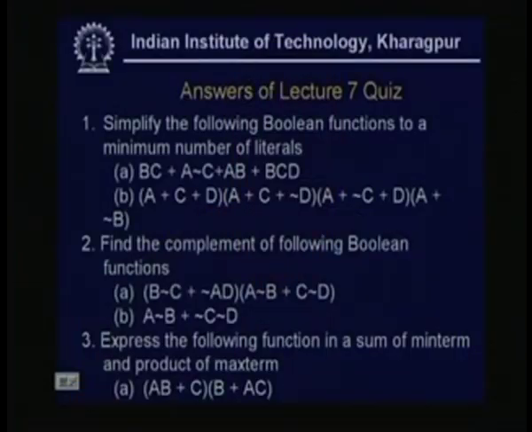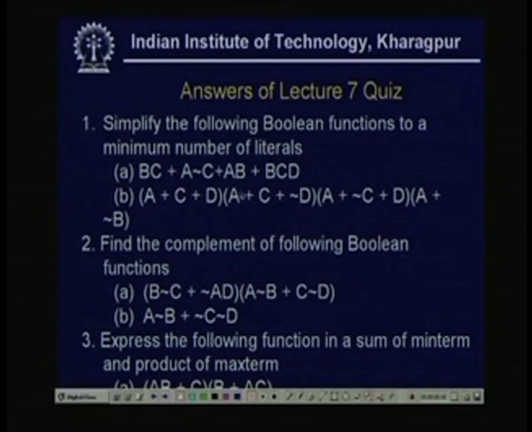Today we will read how to minimize the Boolean function, but before that first we discuss the answers of the previous lecture's quiz. The first question was to simplify the following Boolean functions to a minimum number of literals. First one was BC plus AC bar plus AB plus B.